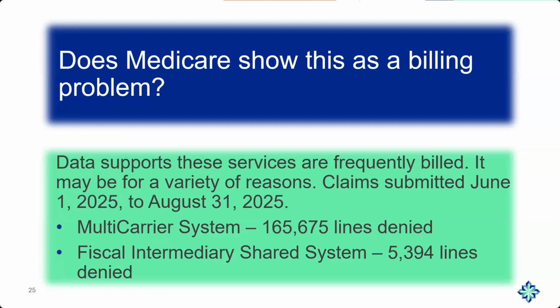Next question is not about non-covered, but it says, does the GZ modifier change claims processing in any way? And the answer is no, it doesn't change anything. GZ simply means I didn't give an ABN when I needed to for a not medically necessary service. It has nothing to do with a not covered service. Okay.